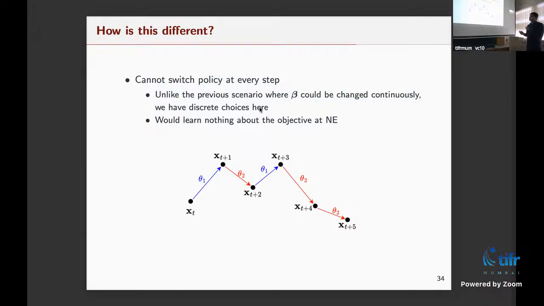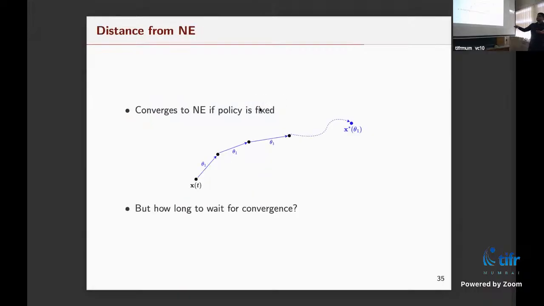But again, we have the good part that if the policy was fixed for a sufficiently large amount of time, it will get close to the actual Nash equilibrium. But the question is how long to wait and how to decide the appropriate time to switch between different policies.